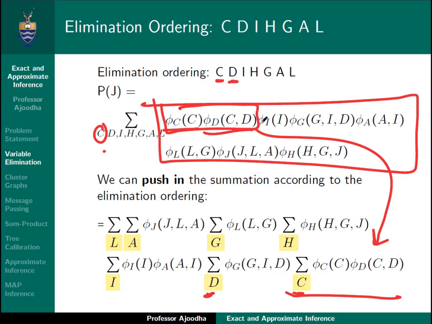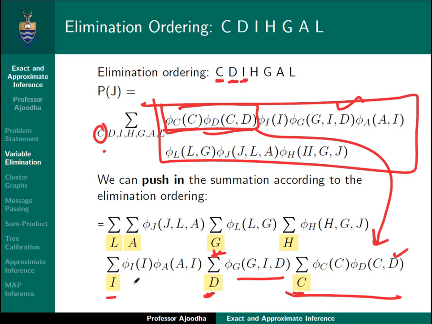And what involves a D here? Well, this involves a D, so that needs to be on the right hand side of this summation. And what else has a D? So this one has a D, it needs to be there as well. What else has a D? That's it. Then we're eliminating I, which is the next one.